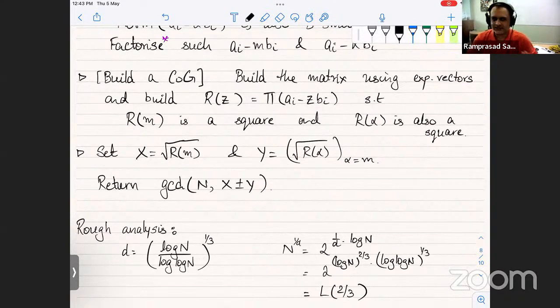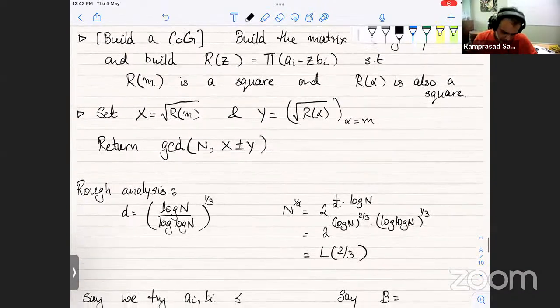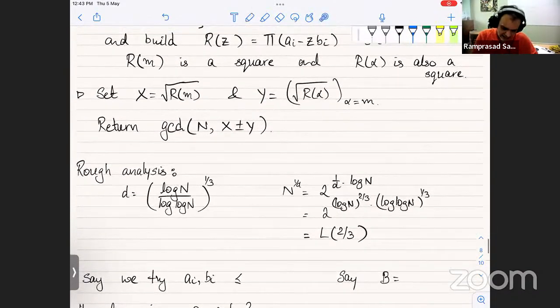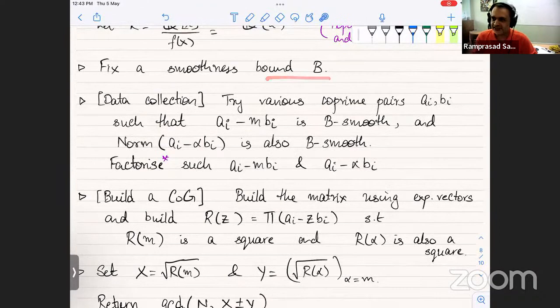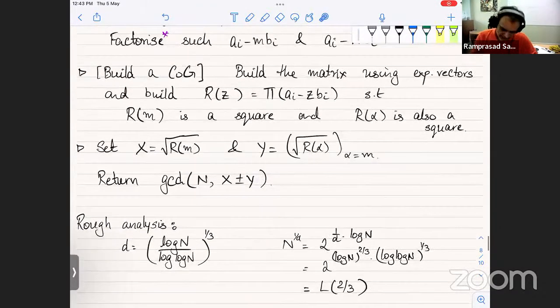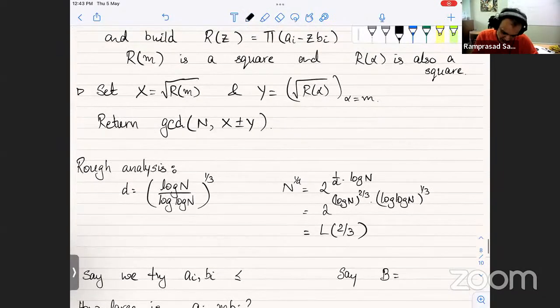I hope this is okay. So now I need to get a sense of the various choices of a_i's and b_i's, and let's choose our smoothness bound to be something. Now I need to put numbers to them. Let's say that a_i's and b_i's are both going to be at most L 1/3 or something, and B is also like L 1/3.